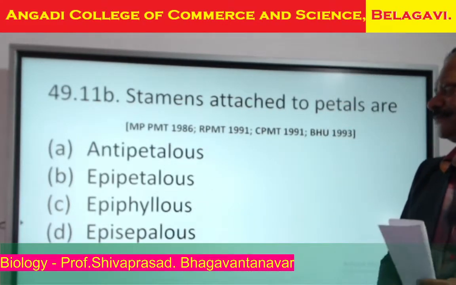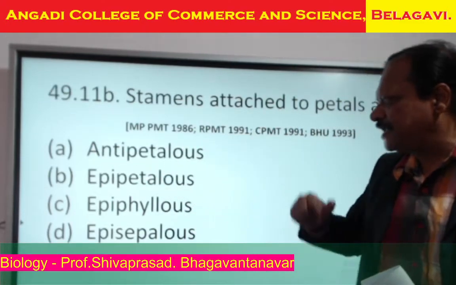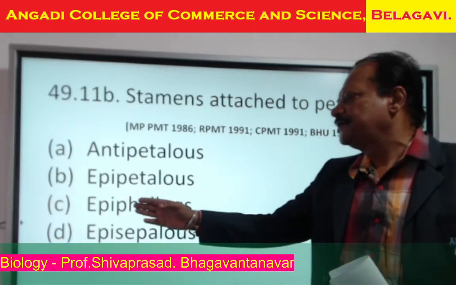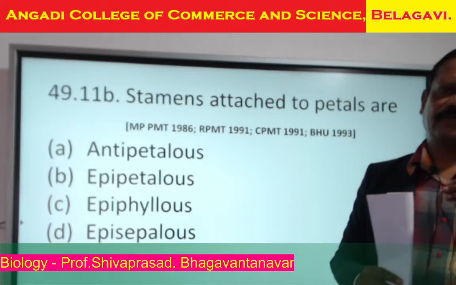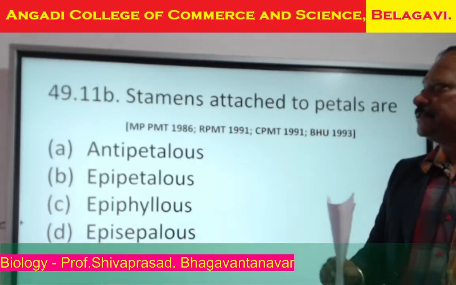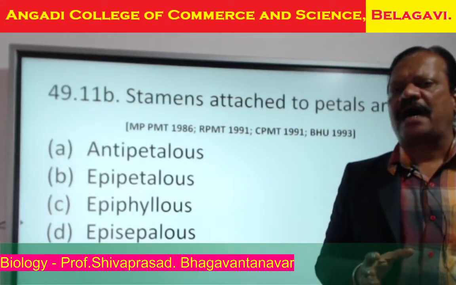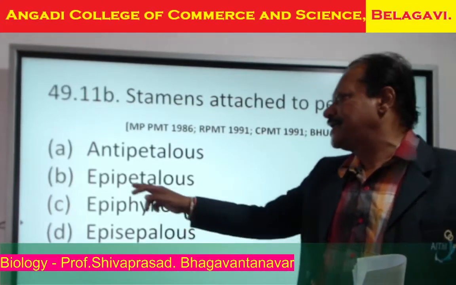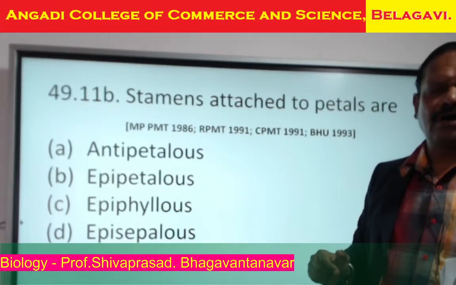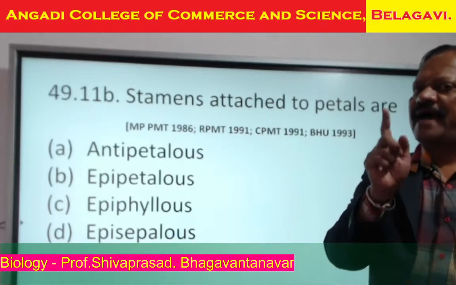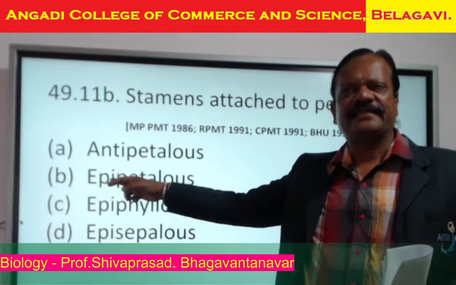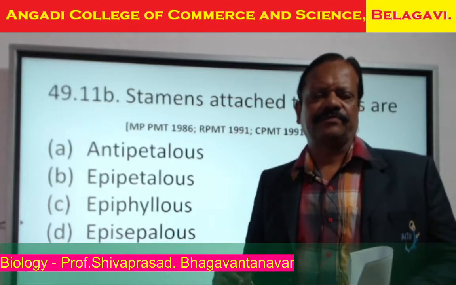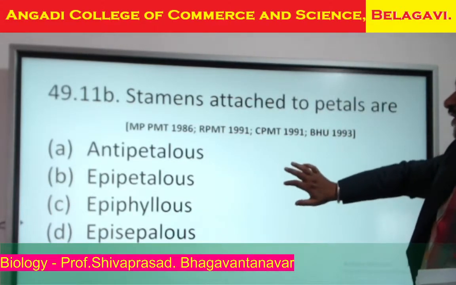We'll go to the option here. A. Antipetalous, B. Epipetalous, C. Epiphyllous, then D. Episepalous. So, here the anthers or the stamens are attached to the petals or the corolla is the right answer. So, we are calling it as epipetalous. If anthers, those filaments, are attached to the petals, then we are calling it epipetalous. So, in this question, option B is the right answer. So, we'll move to the next question here.